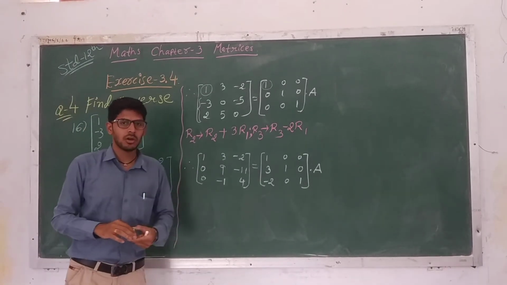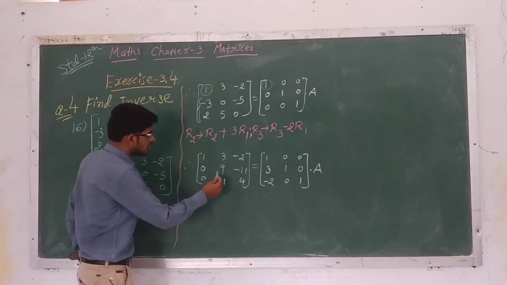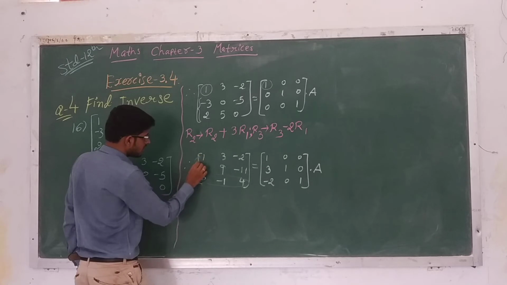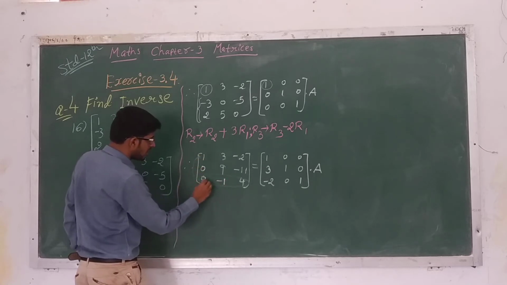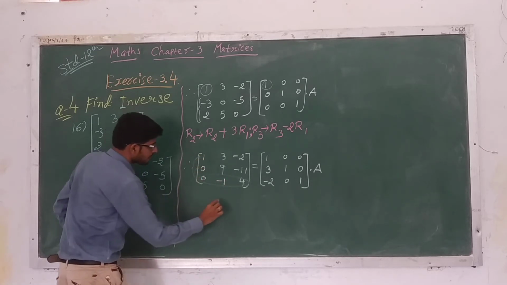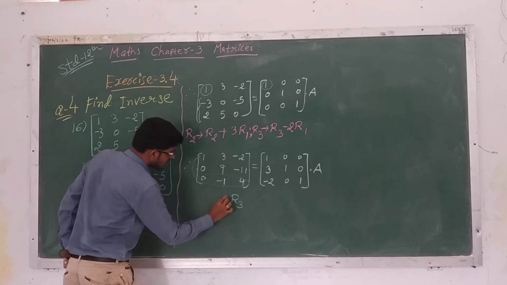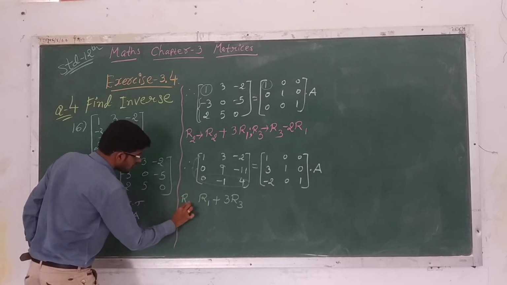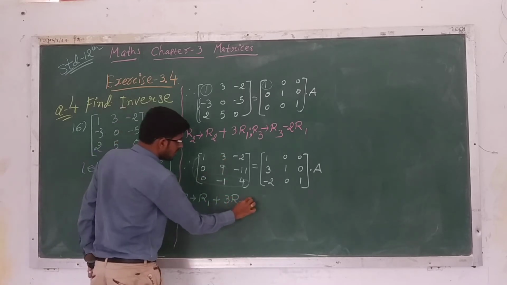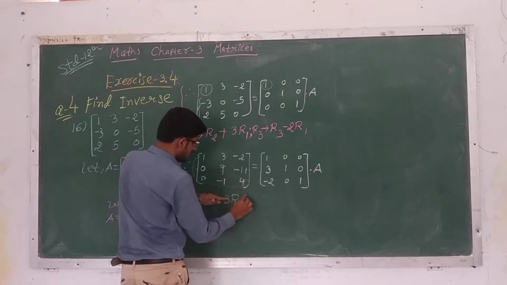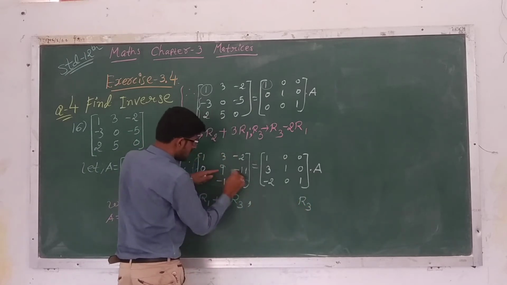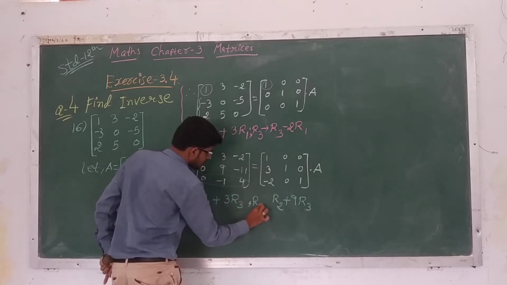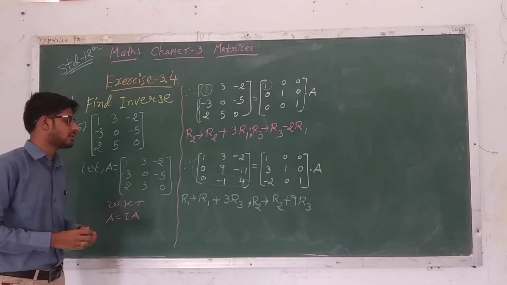Next, we multiply the third row by 3 and add to the first row, and the same third row we multiply by 9 and add to the second row. So we write R1 becomes R1 plus 3 R3. Same thing we apply: R3 multiplied by 9 and added to the second row, so R2 becomes R2 plus 9 R3.